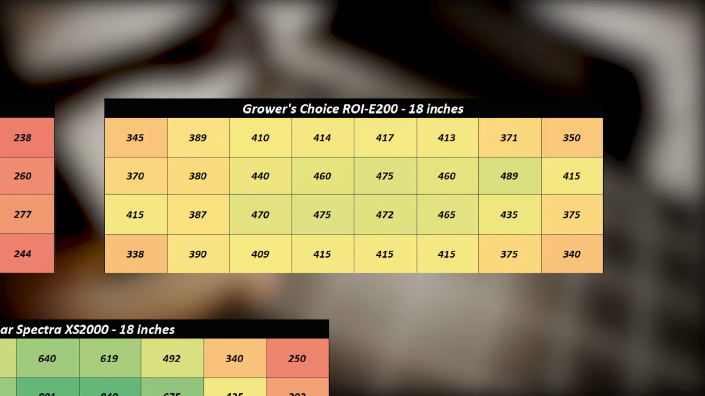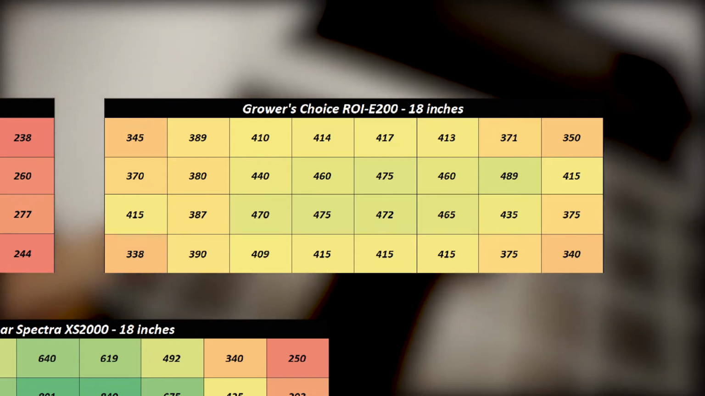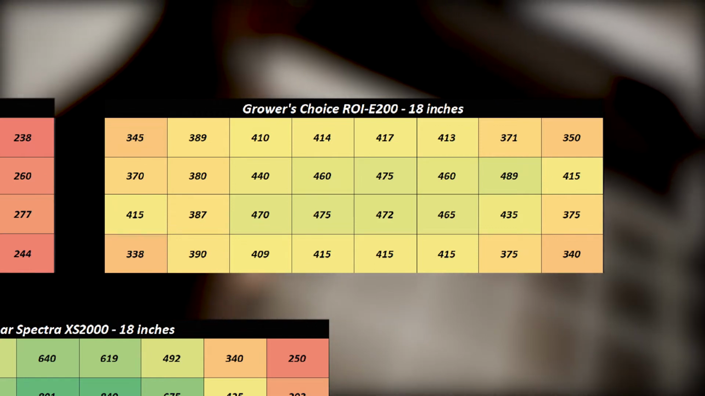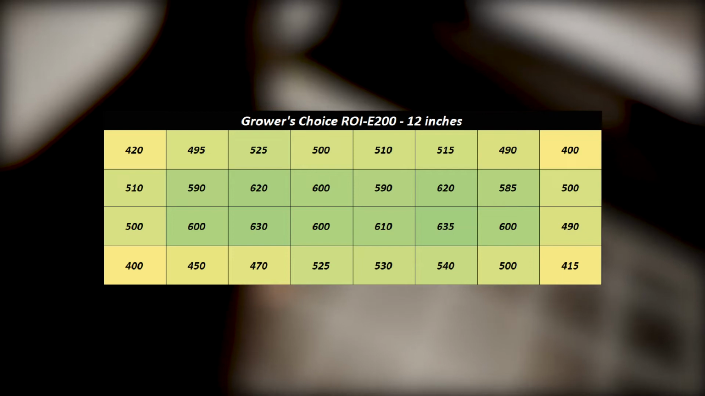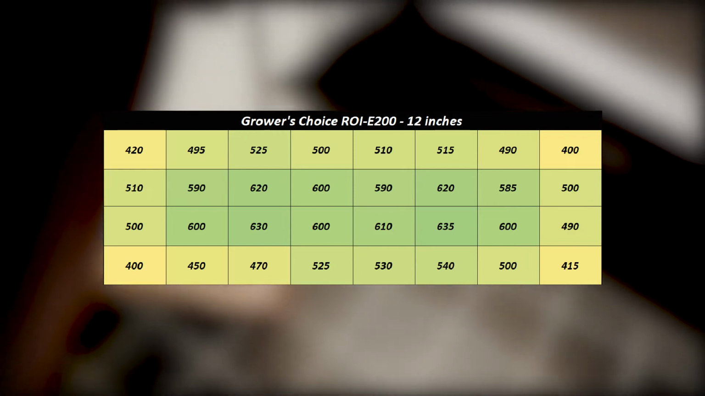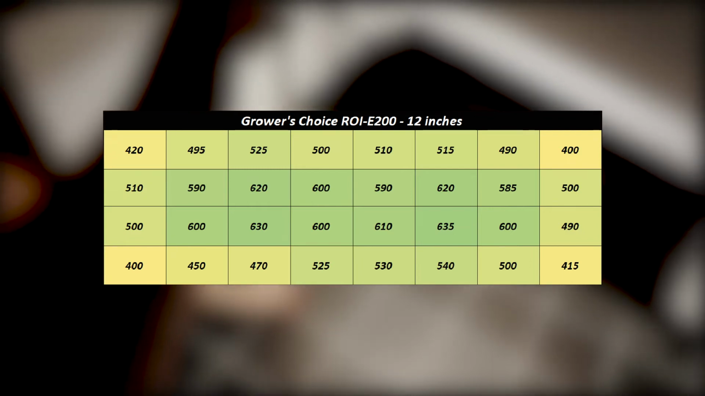See, this type of fixture does not concentrate light in the center like the two others, and for this reason, you can bring it much closer to the canopy without burning the plants. Let's look at the result if we bring it at 12 inches instead, which is considered the optimal hanging distance for this product. See, much better.